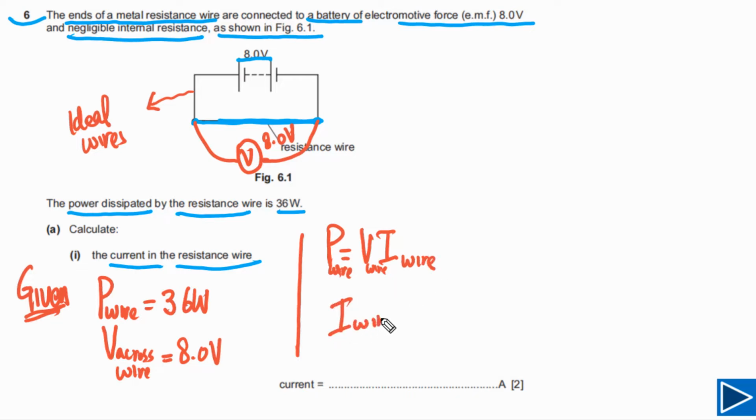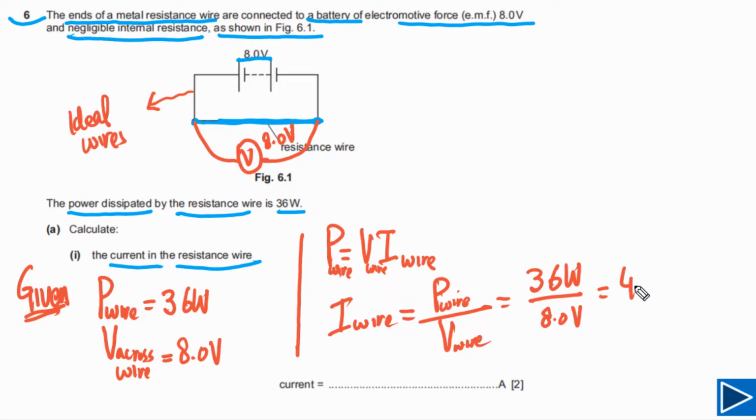Now we need to find I passing through the wire, so I is equal to P divided by V. P in this case is 36 watts and the potential difference is 8.0 volts. So we can find our final answer: 4.5 amps to 2 SF. Because our raw data has 2 SF, our final answer must also have 2 SF.